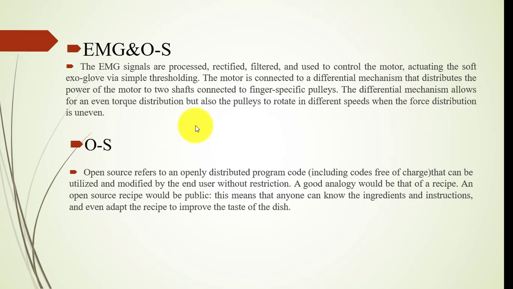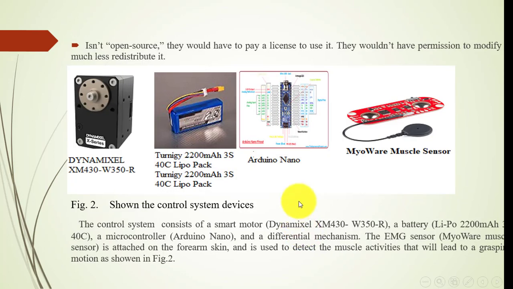So open source means the program code is openly distributed, and anyone can use and modify it without restriction. Anyone can use this method to design the hand.